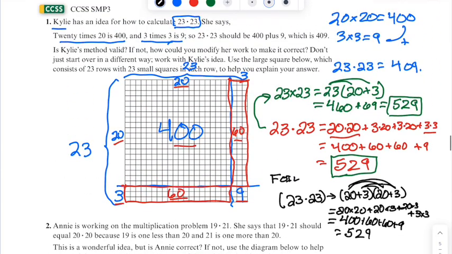Did we answer the question? So, what's wrong with Kylie's idea? The only issue is she missed some of these squares. She missed these two groups of 60 in her calculation.